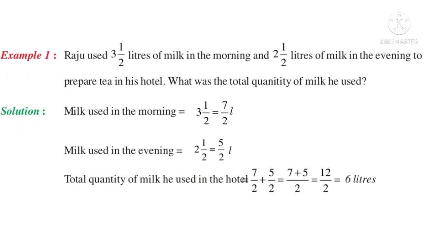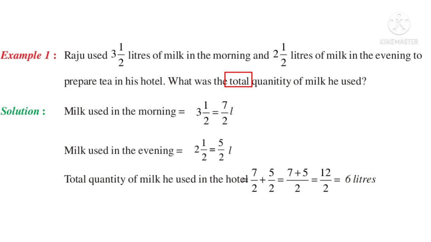Now example 1. Raju used 3½ liters of milk in the morning and 2½ liters of milk in the evening to prepare tea in his hotel. What was the total quantity of milk he used? Here observe the word total. It indicates addition. That is, we have to do addition of fractions in this problem.